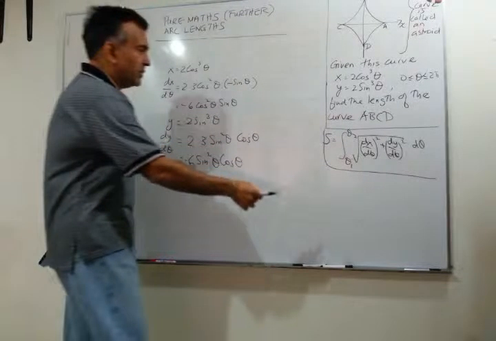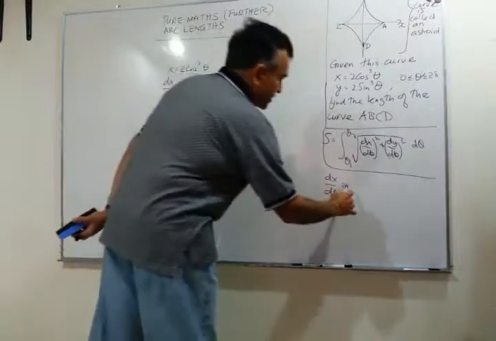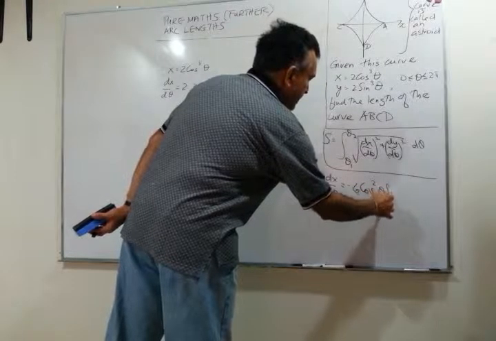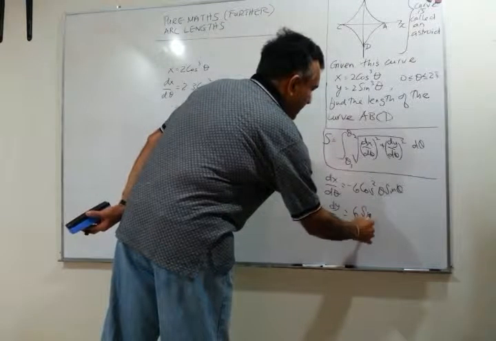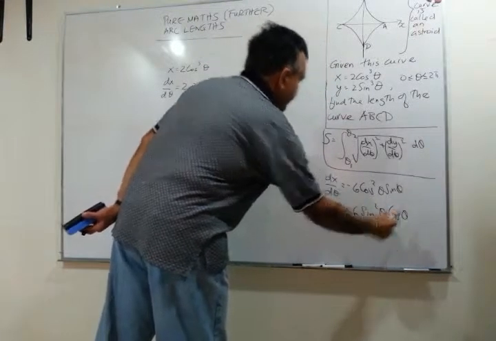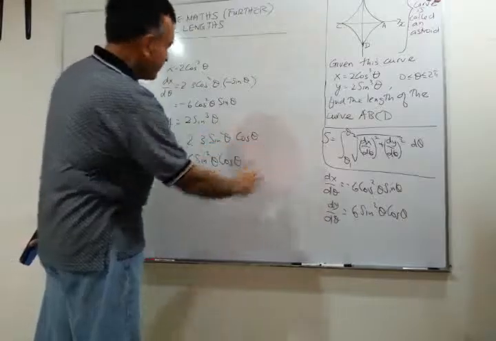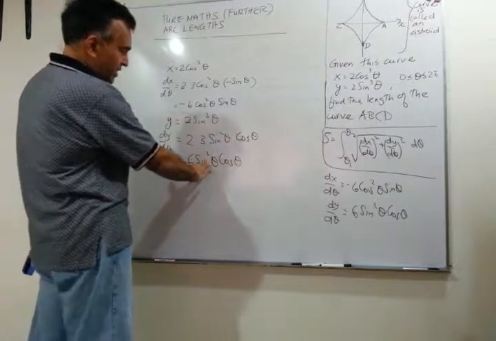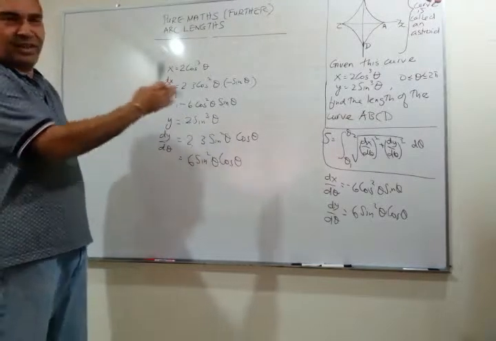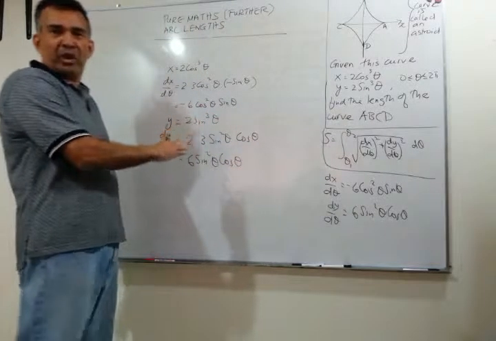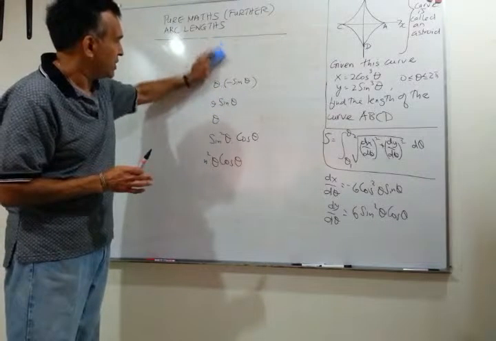So, let's write down the important things here. We have dx/dθ equals negative 6 cos squared theta sine theta, and dy/dθ will be equal to 6 sine squared theta cos theta. A quick check: dx/dθ is negative 6 cos squared theta sine theta, and dy/dθ will be 6 sine squared theta cos theta. So now what we need to do is look at our formula here, plug in what we need, square things out, and perform the integration. So let's do that.